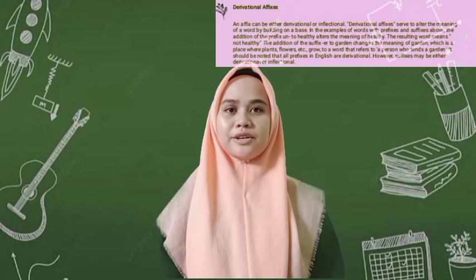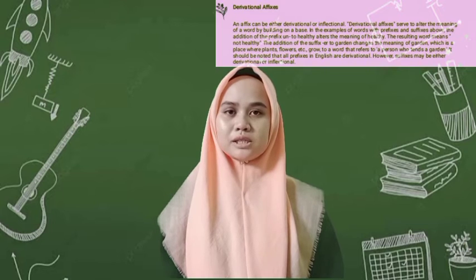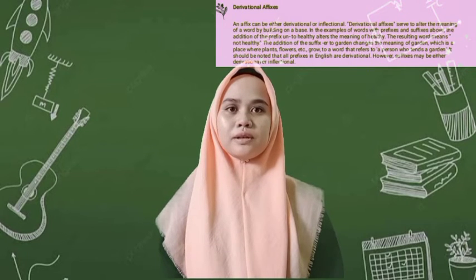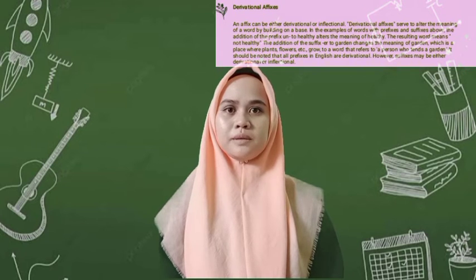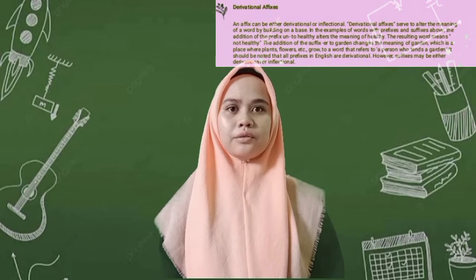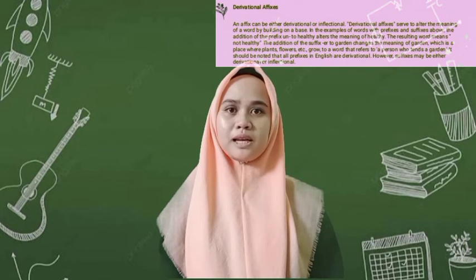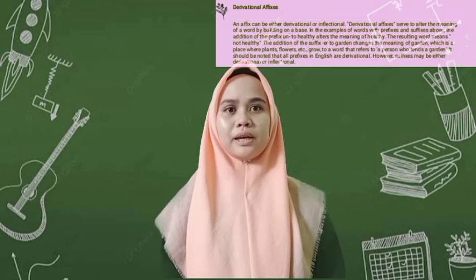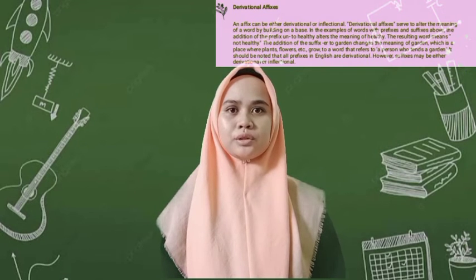And then derivational affixes. So an affix can be either derivational or inflectional. Derivational affixes serve to alter the meaning of a word by building on a base. In the examples of a word with prefixes and suffixes above, the addition of the prefix un to healthy alters the meaning of healthy. The resulting word means not healthy. The addition of the suffix er to garden changes the meaning of garden, which is a place where plants, flowers, etc. grow, to a word that refers to a person who tends a garden.